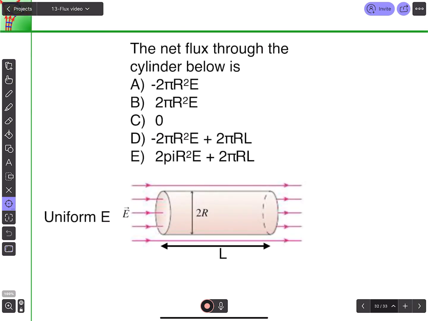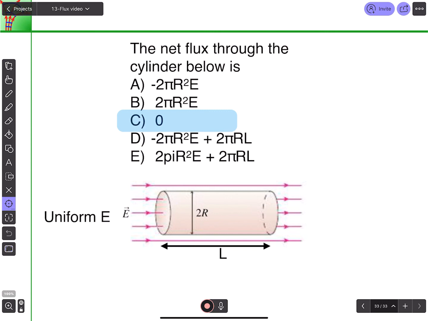Here's another one for you to think about. The net flux through this cylinder here. I'll let you think about that one. It ends up being 0 just by symmetry. Through the cylinder surface, you notice that everywhere the area vector is perpendicular to the cylinder surface on the outside. The right side, the area vector is pointing that way. The left side, the area vector is pointing that way. So the flux through this side will cancel out the flux through that side.